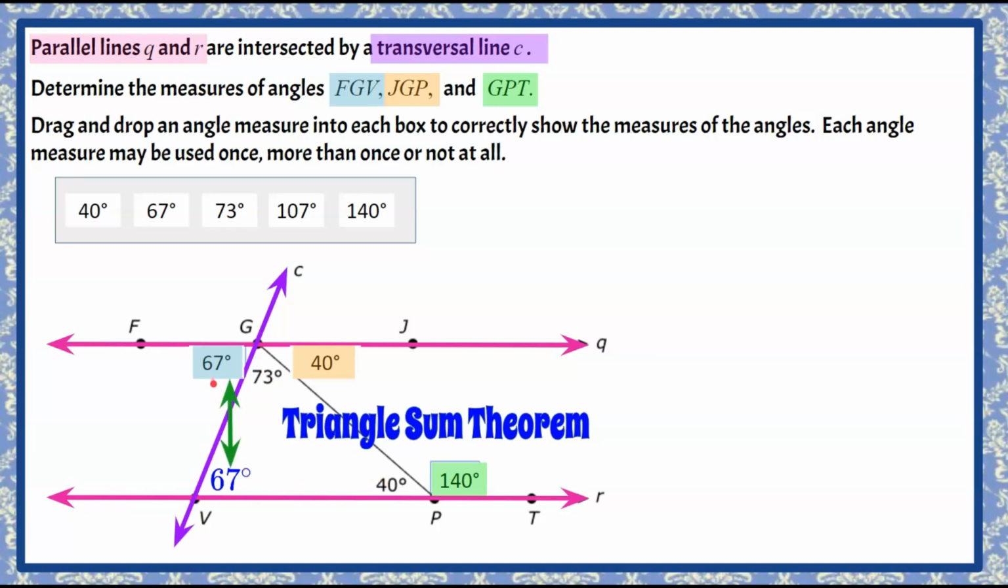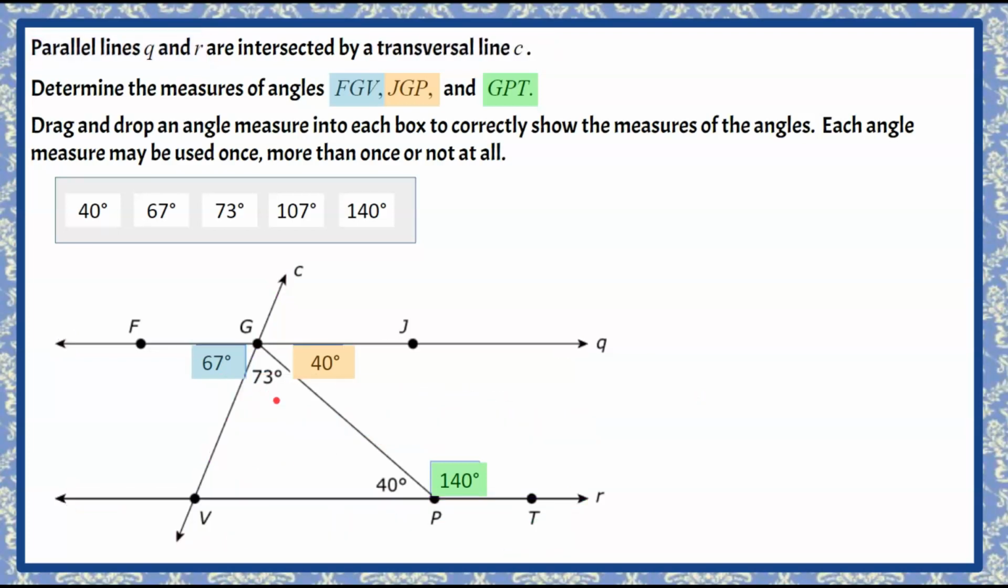And then we have transversal line, alternate interior, alternate sides of the transversal, interior angles of the parallel lines, and so they are congruent. So now we know that they are 67 degrees. So we've checked our work, and it works out. All right, there you have it. That is alternate interior angles giving us a measure of 67 degrees. So our final answers, FGV is 67 degrees, JGP is 40 degrees, and GPT is 140 degrees.